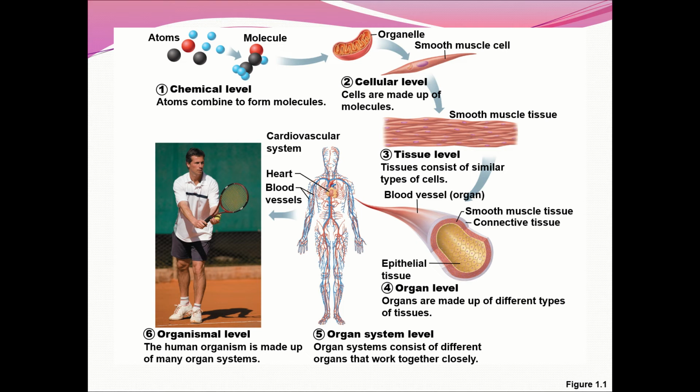And so the respiratory and cardiovascular systems work together, and that leads to number 6, the organism level. This is the level where all organ systems come together to make a functioning organism, and in this case, a human being.